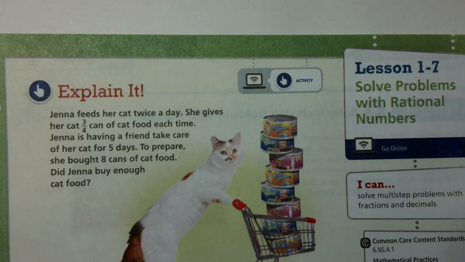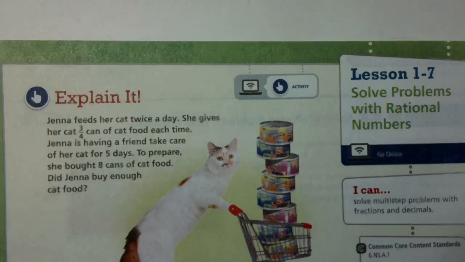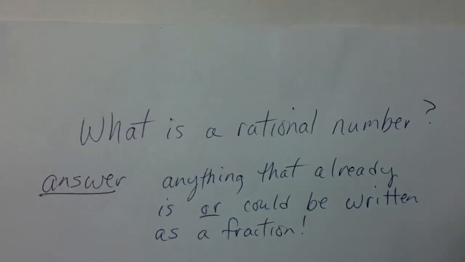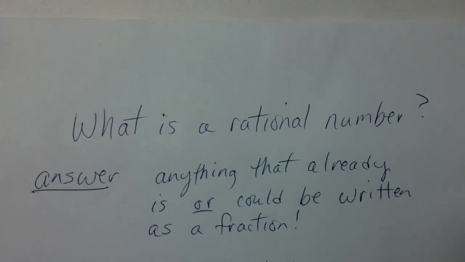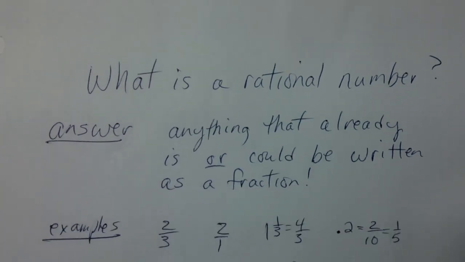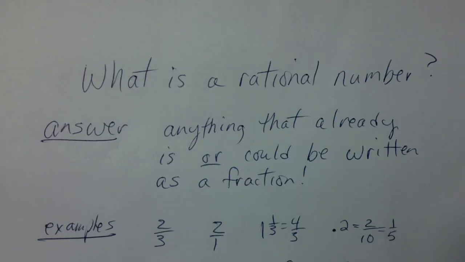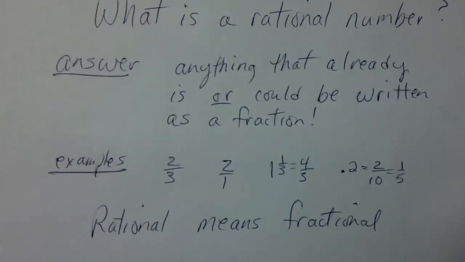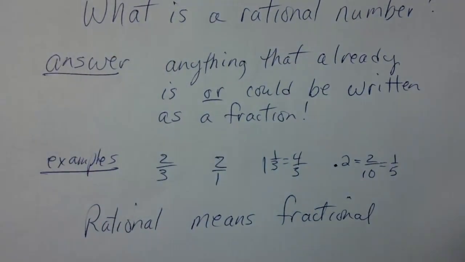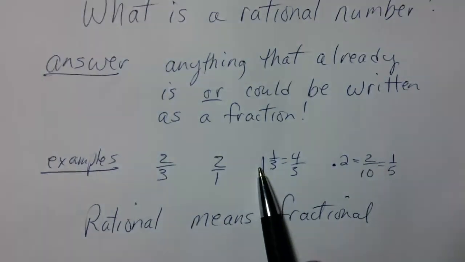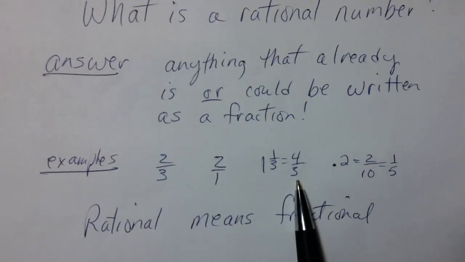The first thing we're going to talk about, though, is what does the word rational mean? So, what is a rational number? The answer is anything that already is or could be written as a fraction. So here are some examples. The example of 2/3, that's a fraction. The whole number 2 can be written over 1, so that's a fraction. A mixed number, 1 1/3, can be written as 4/3. 3 times 1 is 3, plus 1 is 4, so that's 4/3. That's written as a fraction.